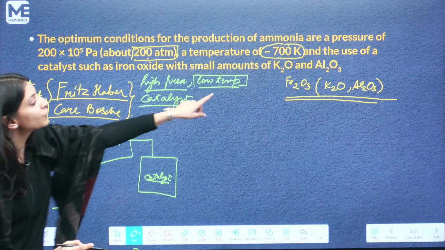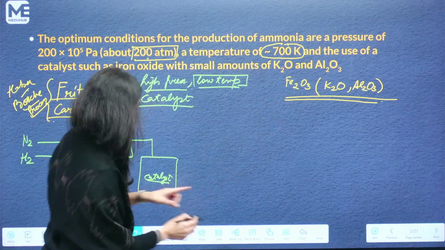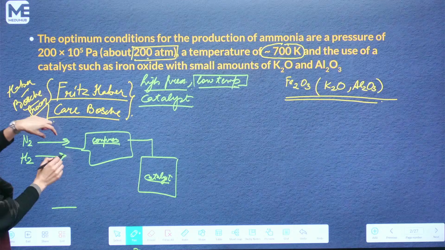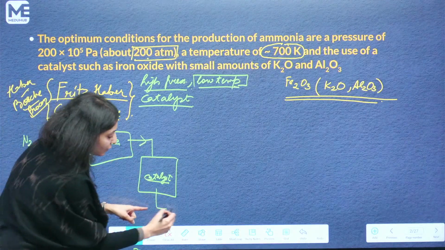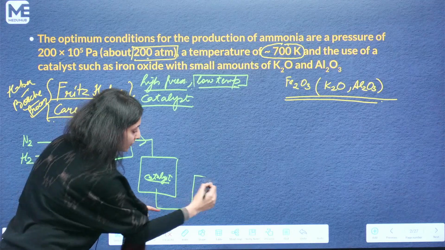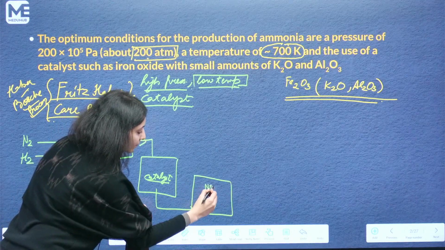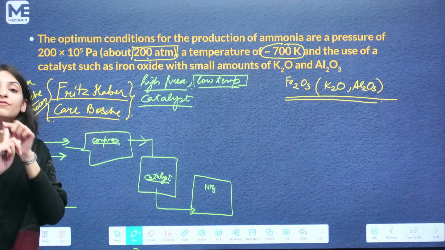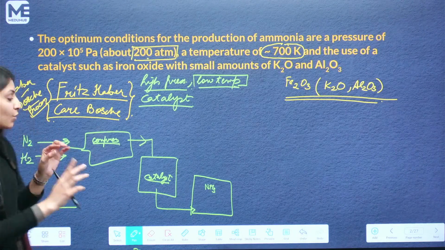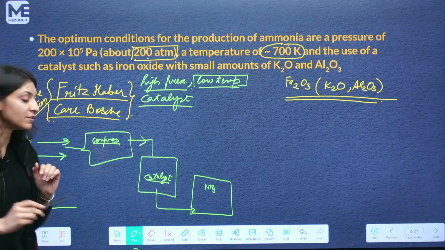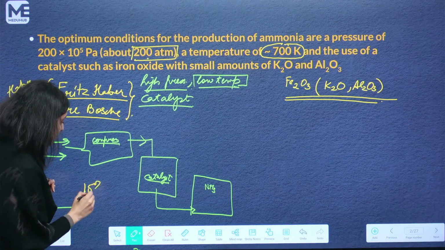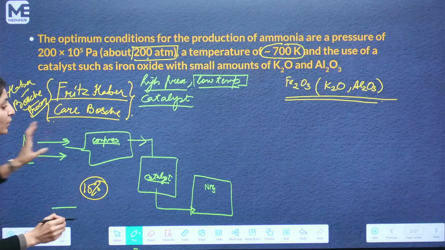Alright, the catalyst of iron oxide with K2O and Al2O3 is present here. These two gases are compressed and then fed into this chamber. Out of this chamber comes ammonia, and over one cycle, one pass of these two gases over the catalyst gives a 15% conversion. So only 15% of these gases get converted to ammonia.